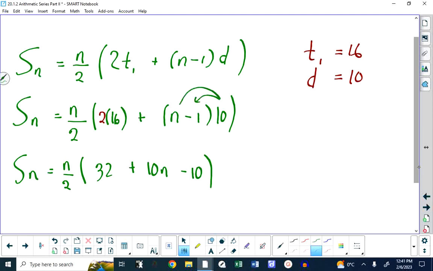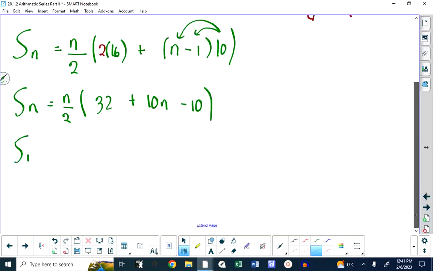You know, there's going to have to come a time, everybody, where I stop drawing those arrows at this level. Like when you see n minus 1 times 10, your brain should be able to cope with that and just say, well, it's 10n minus 10. 32 minus 10 is 22. Plus 10n. I don't want to get too caught up today in algebra, okay? But I'm going to multiply that n over 2 into this binomial. So I'm going to have n over 2 times 22.